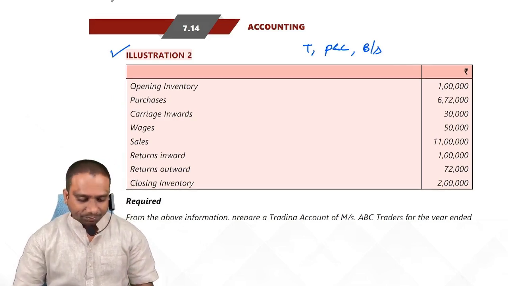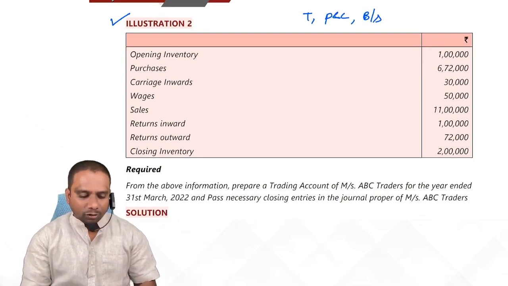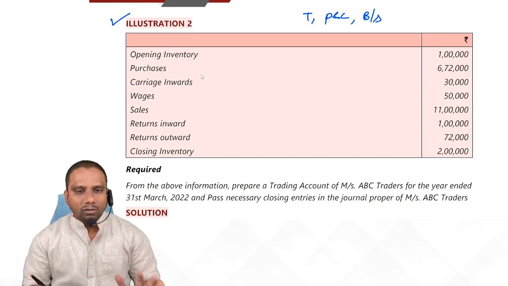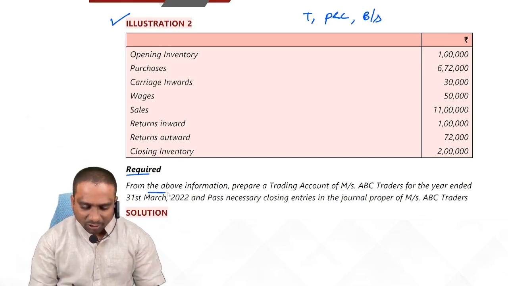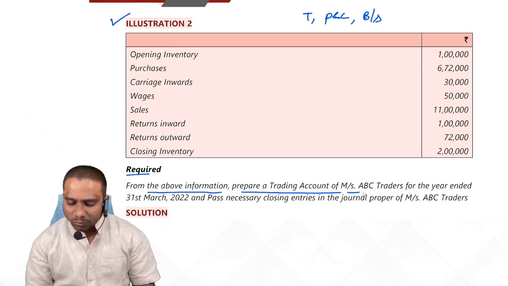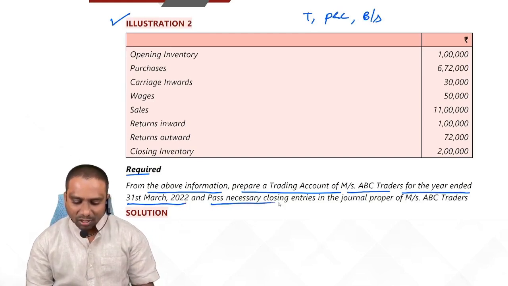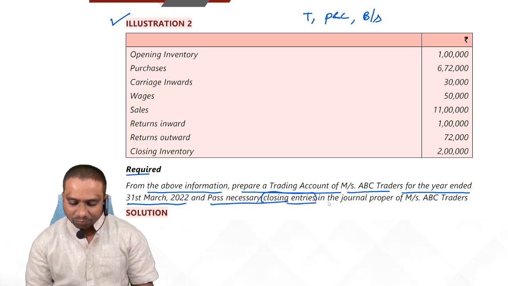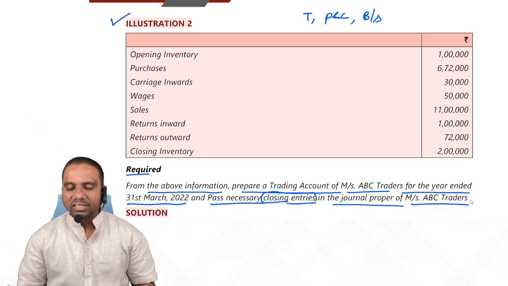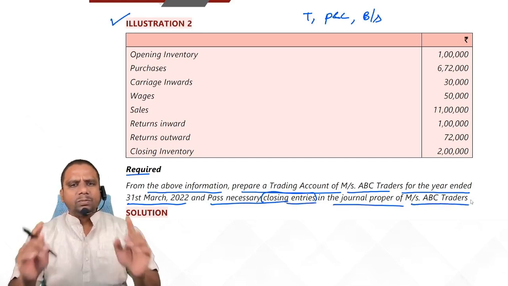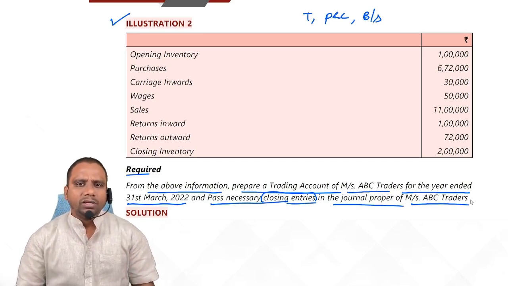Okay, now look at the first one by one. Here they are giving information, opening inventory. Now look at the requirement first. Required: from the above information, prepare a trading account of Messrs. ABC Traders for the year ended 31st March 2022 and pass necessary closing entries in the journal proper of Messrs. ABC Traders. First, we prepare the account, students. After that, you can prepare closing entries.